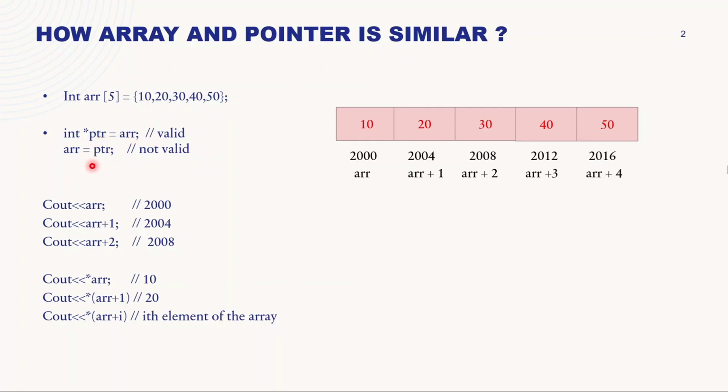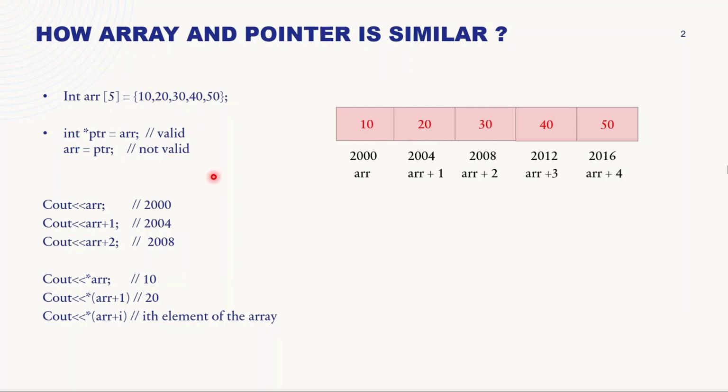But its opposite is not possible. The main difference is that a pointer can be assigned a different address in future, but an array cannot be assigned any different address once we have defined the array. It will always have the address of its very first element throughout its life.